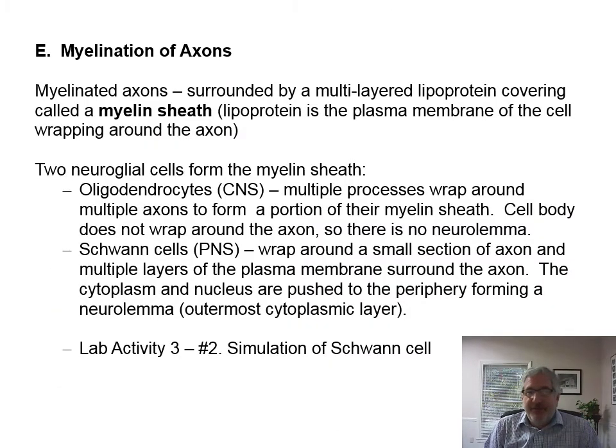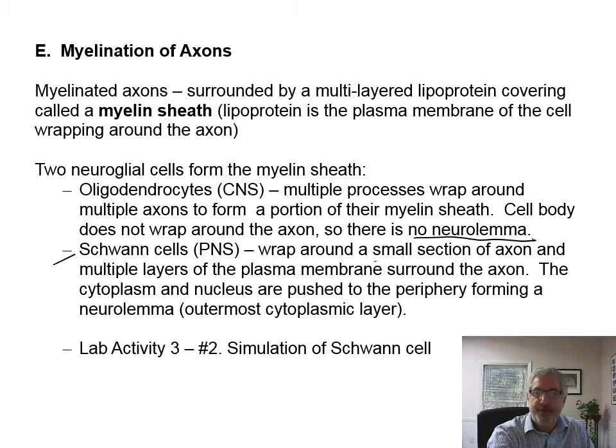Okay, myelination of axons. I showed you the myelin sheath. The lipoprotein is the plasma membrane of the cells wrapping around the axon. The two neuroglial cells that form the myelin sheath: the oligodendrocytes are in the central nervous system. They wrap their processes around multiple axons. The cell body does not wrap around the axon, so there is no neurolemma in the central nervous system with the oligodendrocytes. The Schwann cells, on the other hand, are in the peripheral nervous system.